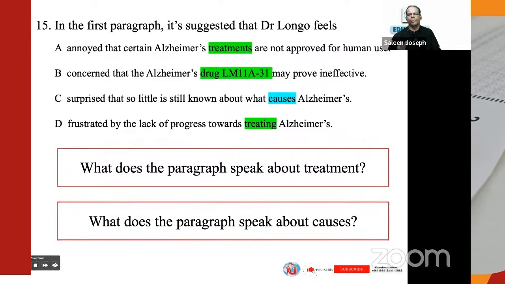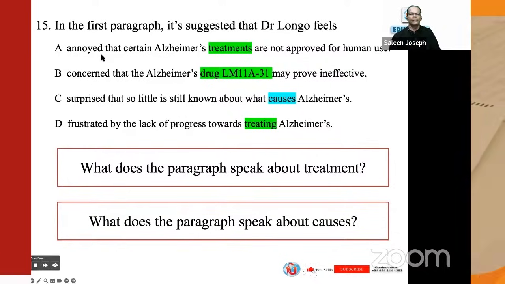See, these are concept-based hedging words. In the question, first paragraph is important, suggestion. Suggested is important. Dr. Longo is important. So here, what Longo feels. This is also about feeling. We say reading for emotions of a person.